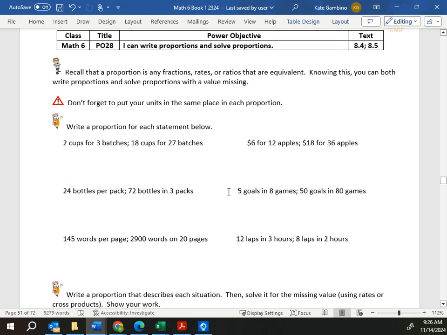Good morning. Today we are working on Po28. I can write proportions and solve proportions. We're going to be continuing that work that we were doing with those rates, and we're now working with proportions. This is our last objective for this unit.